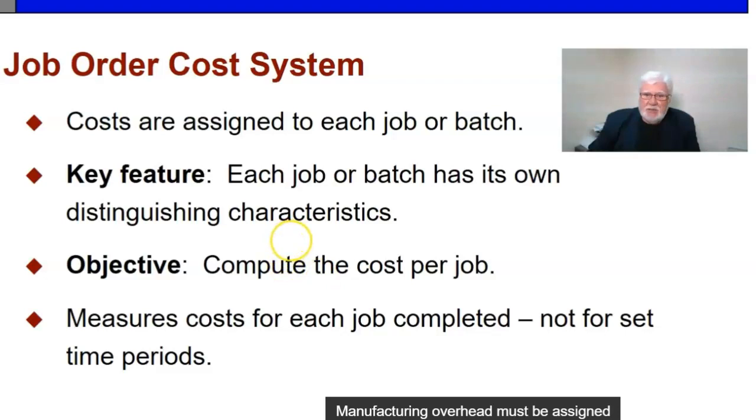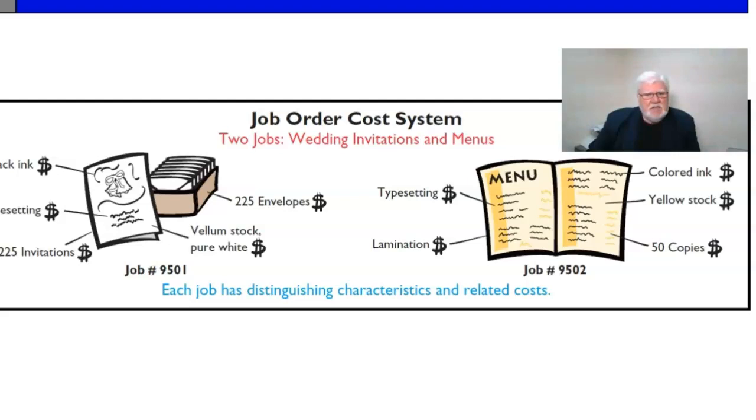Now, for a job order costing system, let's take a printer for example. One job would be printing wedding invitations and a number of envelopes, with different typeset, different colors, what have you. So it would take a different amount of material, a different amount of labor, and different machining, as opposed to the next job, which might be a menu for a local restaurant. Each job is given a unique number, and we trace the costs to each one of those jobs. So we trace the cost to the job in a job order costing system.